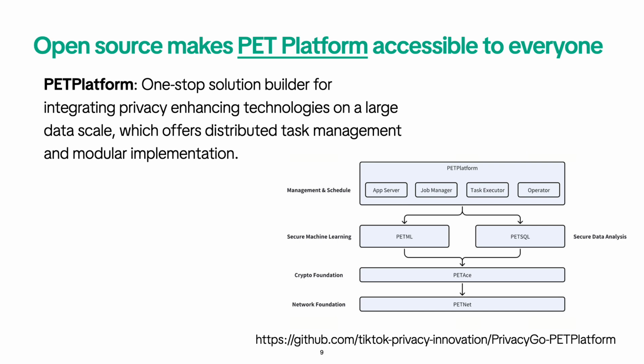PET Platform provides a comprehensive suite of privacy computing features, allowing users to perform a wide range of tasks. Here are the key features provided by PET Platform. Private set intersection, SQL on privacy-preserving datasets, privacy-preserving XGBoost classifier and regressor, XGBoost classifier prediction and regressor prediction, and the Leiden algorithm for community detection.